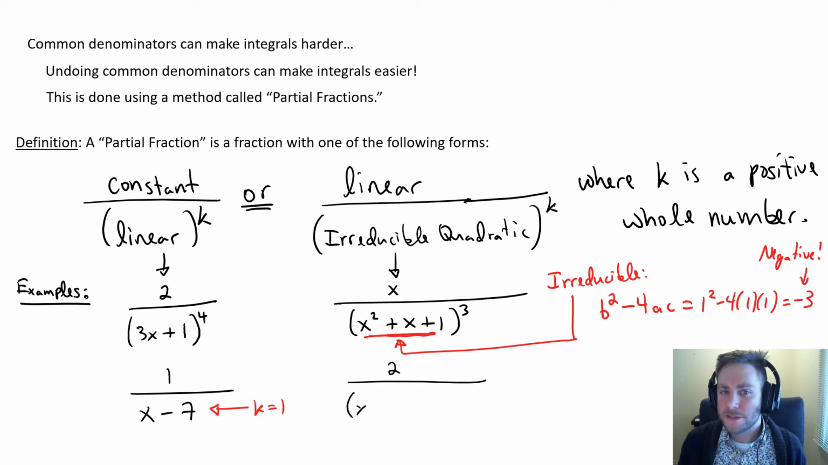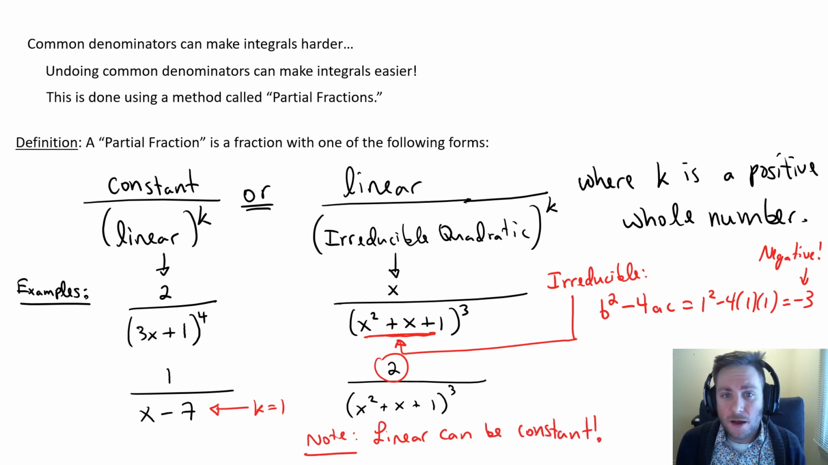Here's another example of a partial fraction of this second type. The only difference actually between this and the first example is that I put a 2 in the numerator instead of an x. And you might wonder, does that really match the definition still? Because, is 2 really a linear function? And the answer to that is yes. Importantly, a linear function can be a constant because after all, the function y equals 2 still represents a straight line.